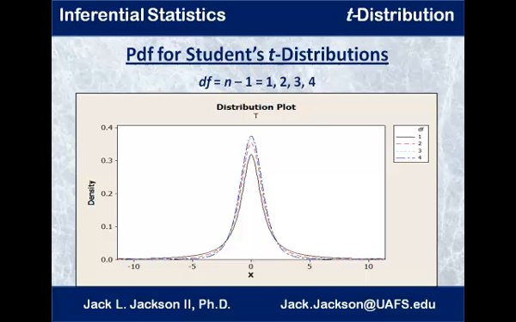Let's compare it to a normal curve. This goes back to 5 degrees of freedom. That's the red dotted curve, and the black one this time is the standard normal curve. So you can see that the t-distribution is a little bit more variable. The tails are a little fatter. The mode is not quite as high in the middle.